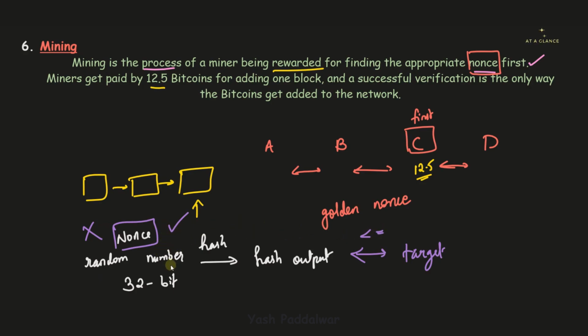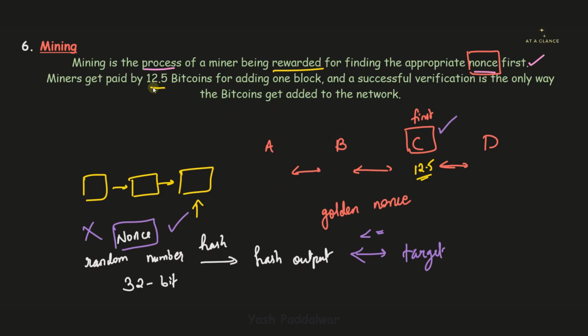Again, this process will go on. The random number will be hashed, it will create a hash output, and this hash output will be compared with the target. If the hash output is less than or equal to the target, then it will be accepted. Otherwise, it will be incremented. So this is how the process goes, and whichever node finds the correct nonce first will be rewarded with this set of bitcoins. So I hope the process is clear.